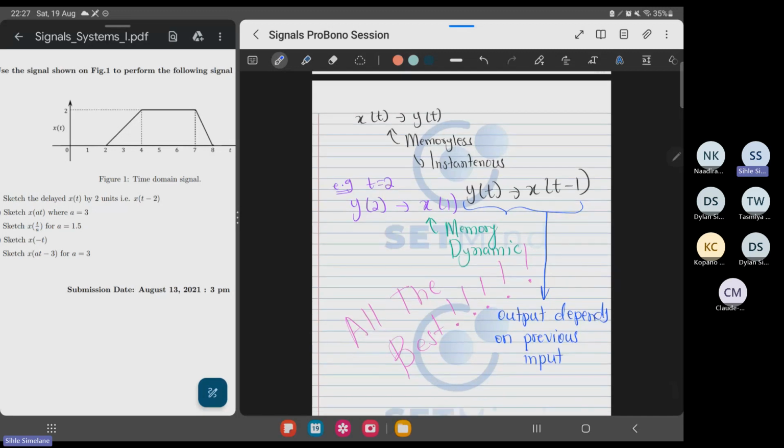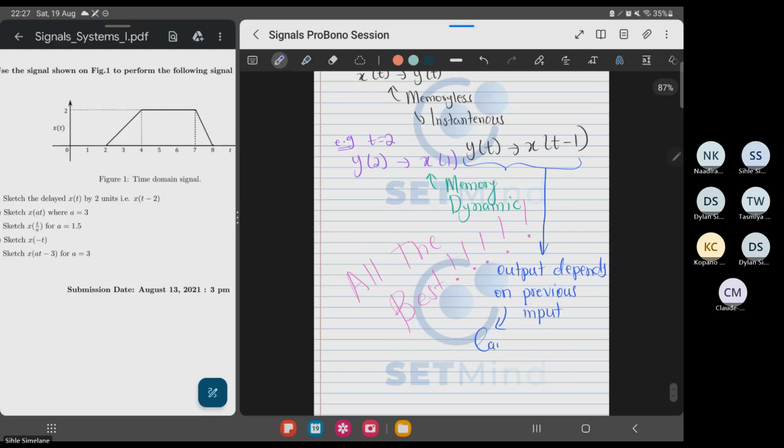So for that reason, this would be a causal system. As long as it depends on the current or previous input, then it's going to be causal. It becomes non-causal if it depends on the future input. So meaning when you change there and put a plus, the system would be non-causal.